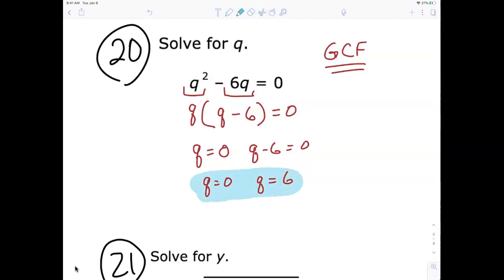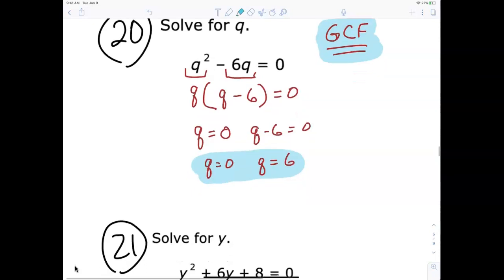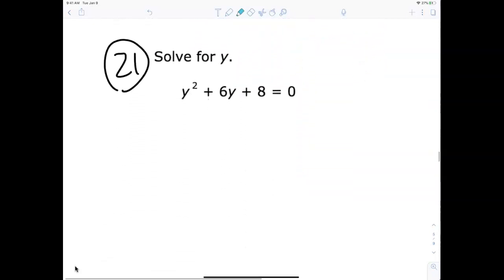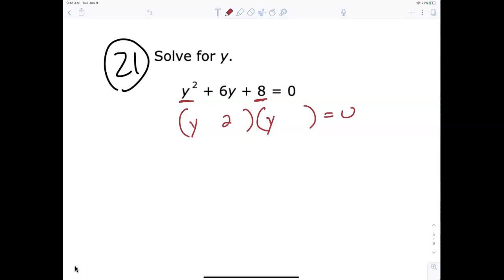All right, don't forget GCF. First thing we look for, GCF. Here, there is no GCF, so we're just factoring. 2 sets of parentheses. The only way I can make y squared is with y and y. Now I want the factors of 8 that make 6. Obviously the factors of 8 that make 6 are 2 and 4. Remember 2y and 4y make 6y. I want them both to be positive because the middle term is positive 6.